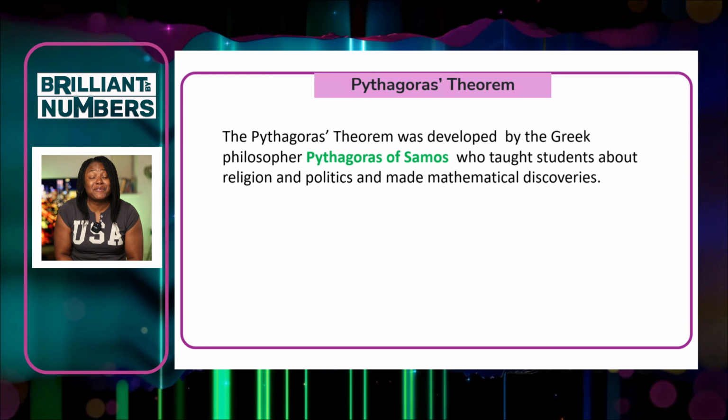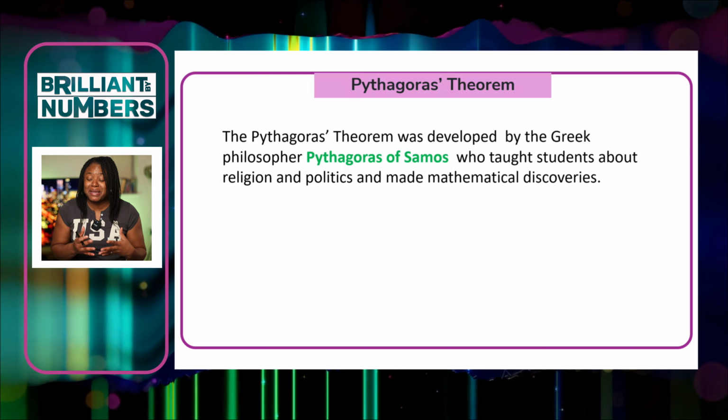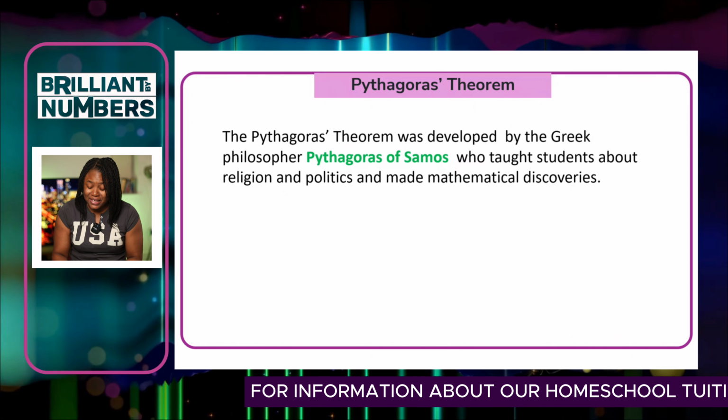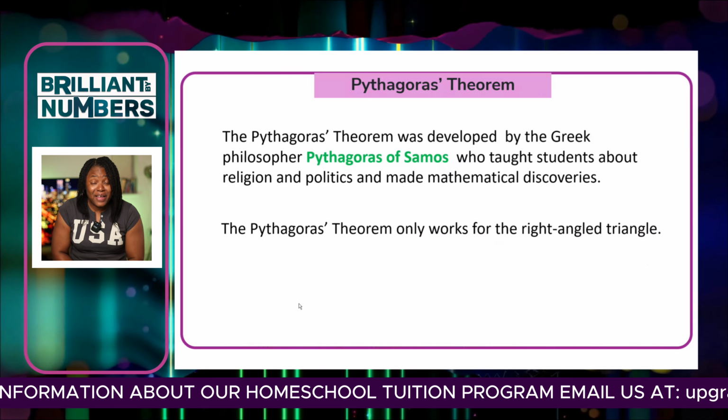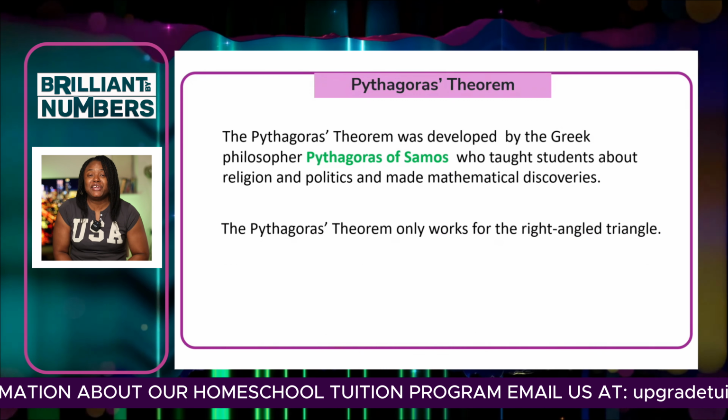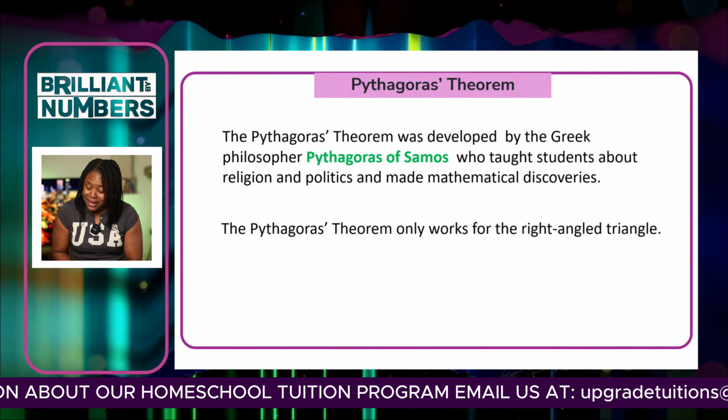Now, let's start by looking at who developed the Pythagoras theorem. The Pythagoras theorem was developed by the Greek philosopher Pythagoras of Samos, who taught students about religion, politics, and made mathematical discoveries. Now, it's very important to note that the Pythagoras theorem can only be used with right angle triangles.